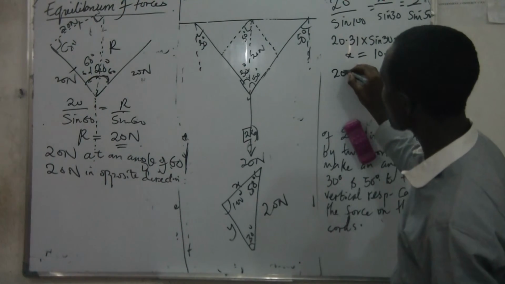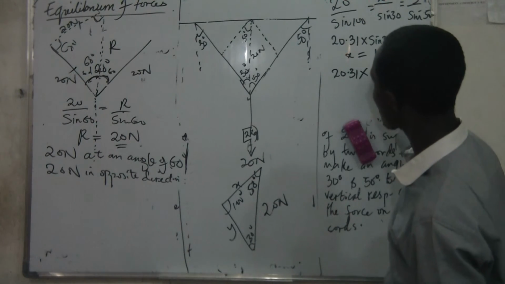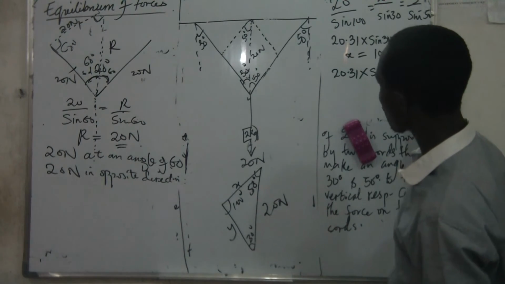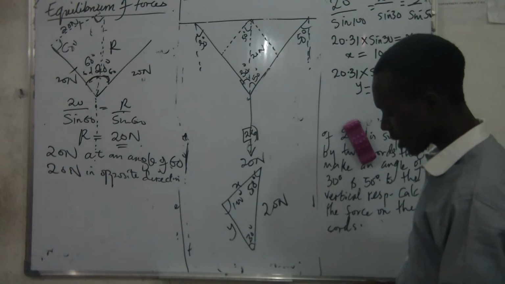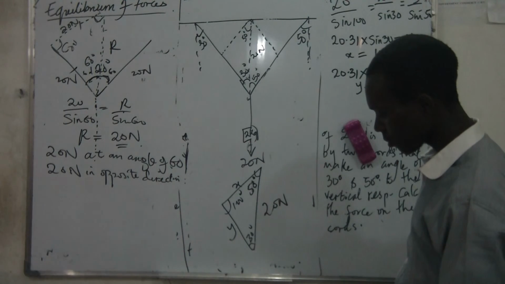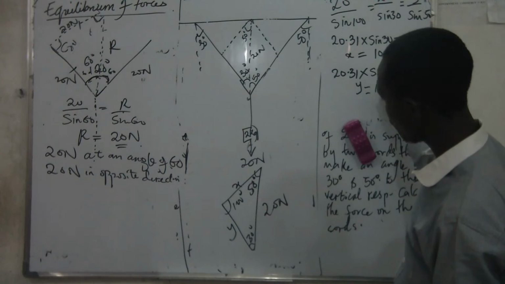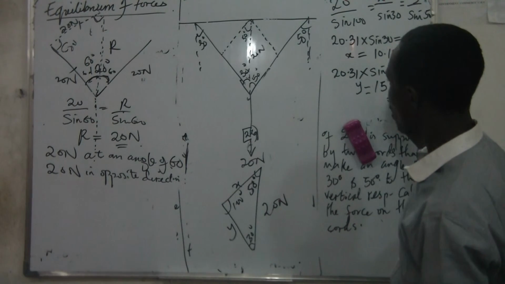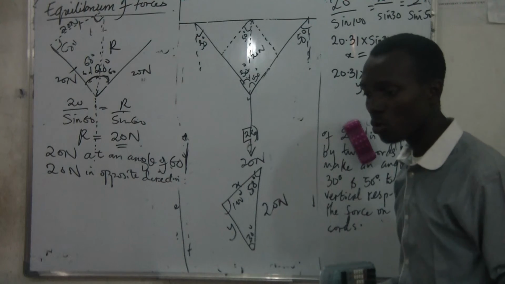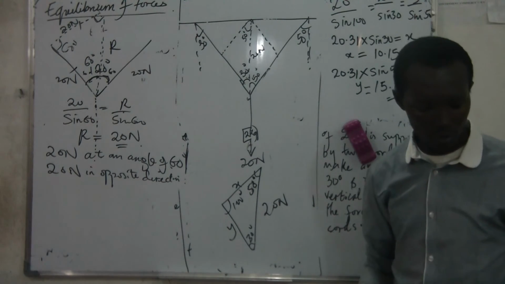Then the force on the other chord is 20.31 times sine 50. So Y is equal to 20.31 times sine 50, which is equal to 15.56 Newton. So these are the forces that you find on the two chords by calculation.